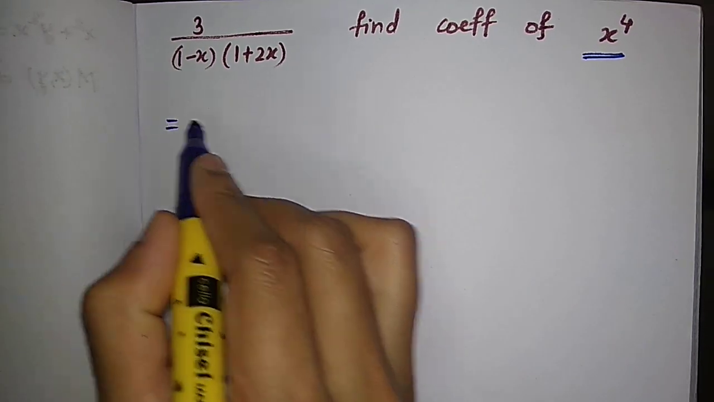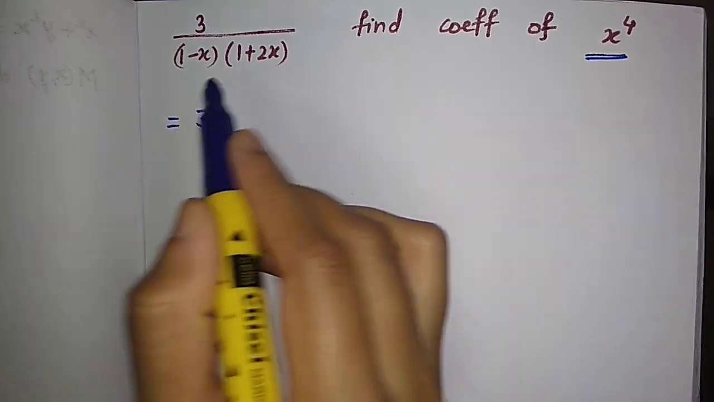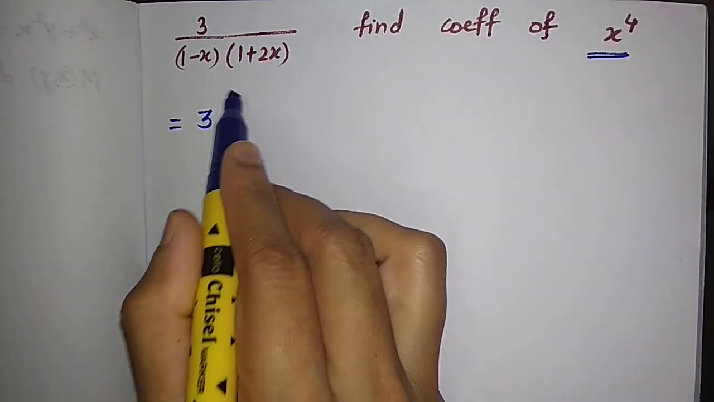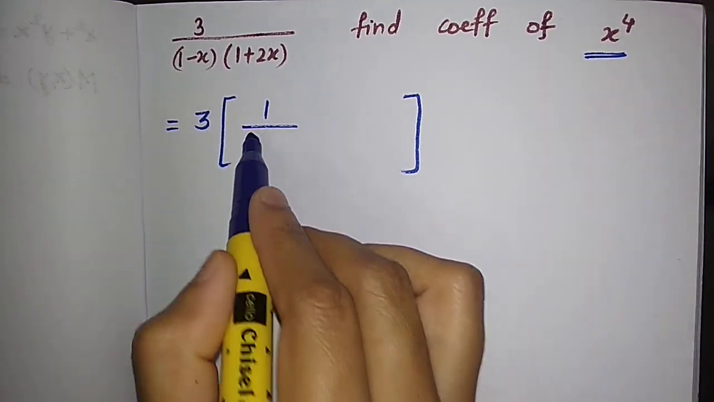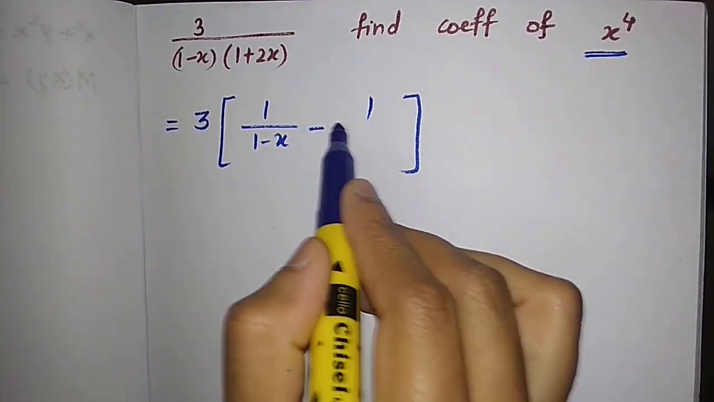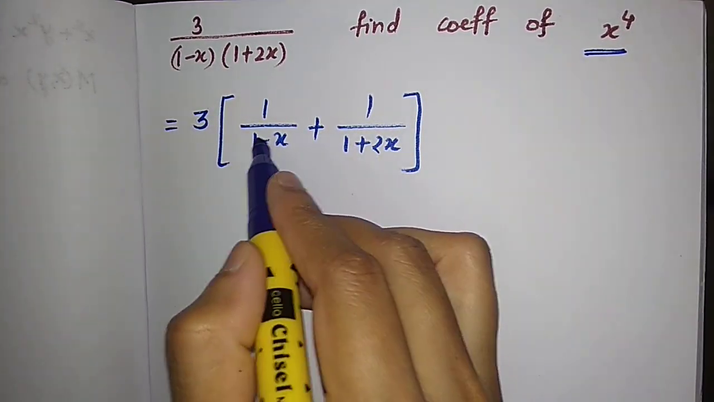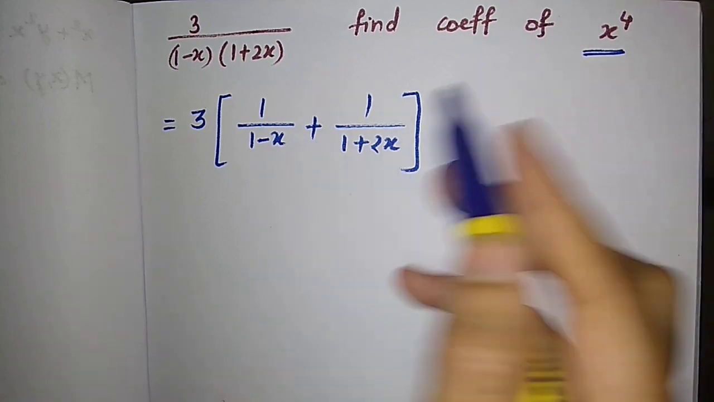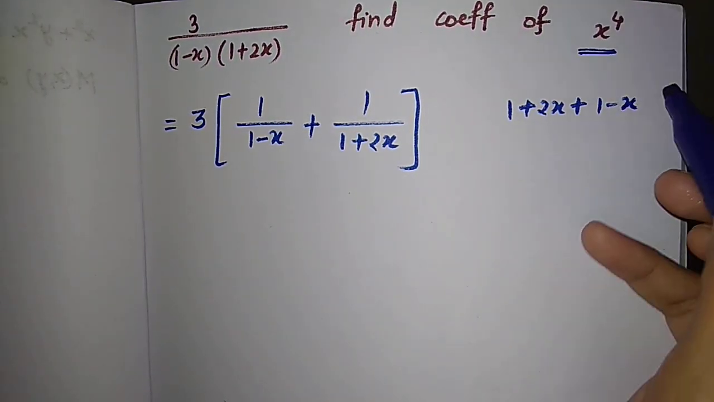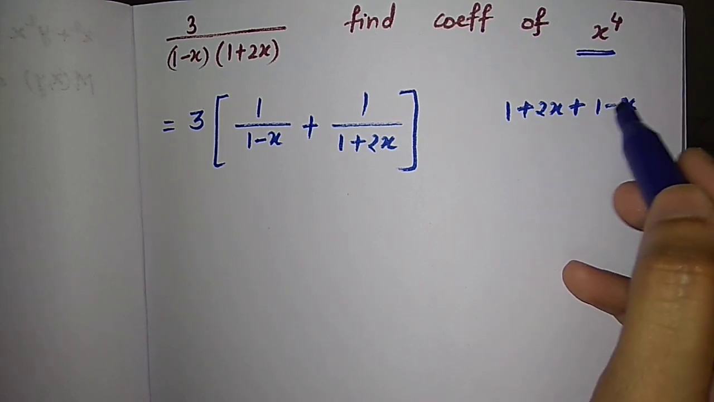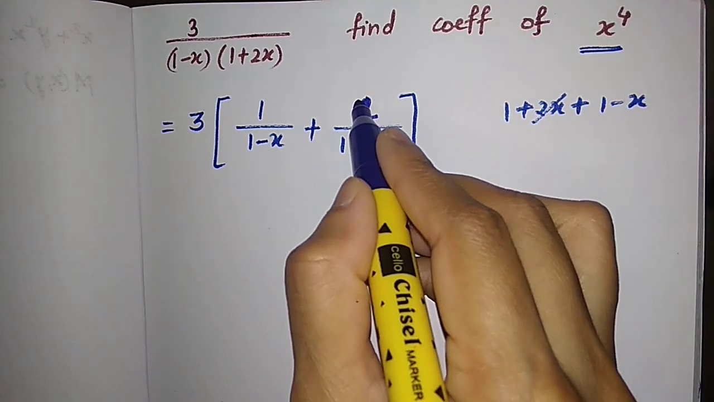So let us just write down the partial fractions for this. You take 3 outside as it is, and let us just adjust the terms. So it is 1 upon 1 minus x plus 1 upon 1 plus 2x. When you cross multiply these terms, we will get 1 plus 2x plus 1 minus x. We need 2x here, so that this 2x will get cancelled with this 2. So just multiply by 2.